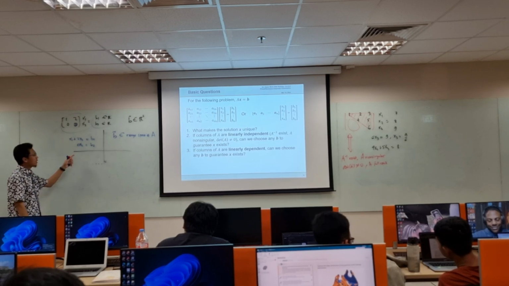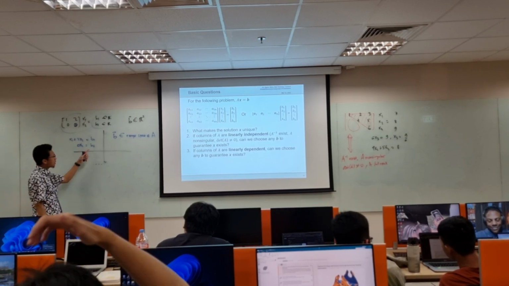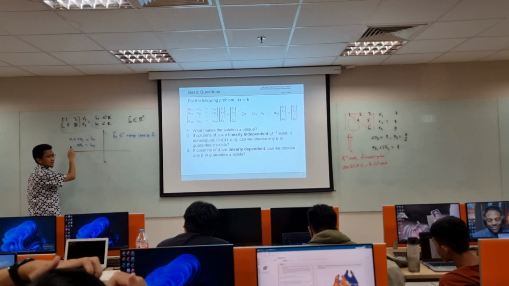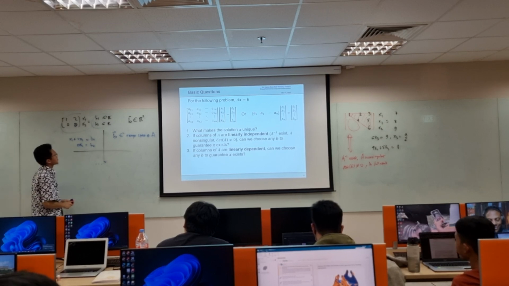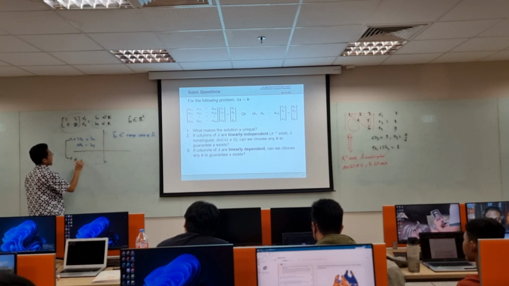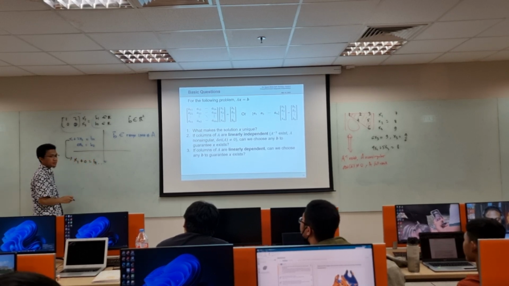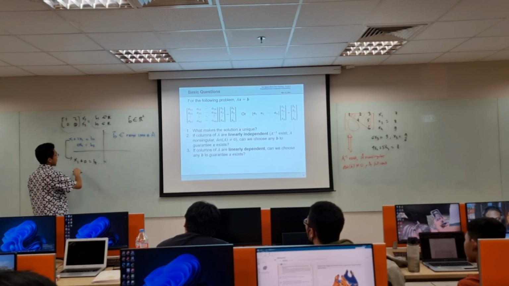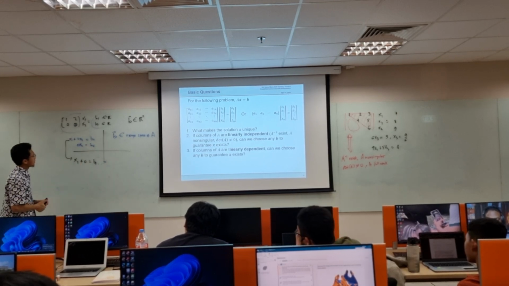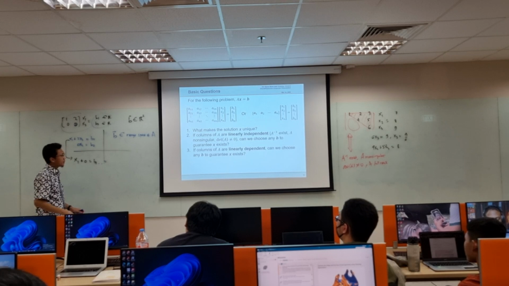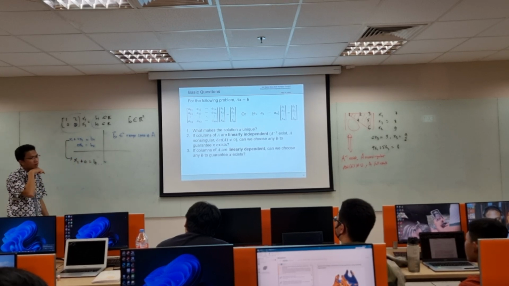So the only admissible b2 is just 0. Okay. If b2 is 0, what happened with x1? So x1 plus 0 equals b1, x1 equals b1. So b2 is equal to 0 and x1 equals b1. That means we can choose b1 to be any number, but then b2 has to be 0.